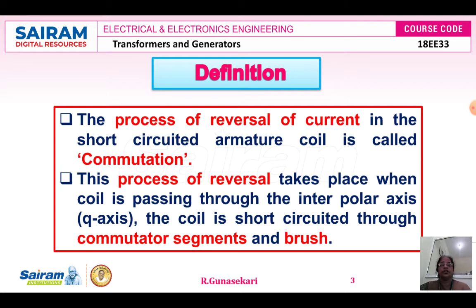Then the definition of commutation. The process of reversal of current in the short-circuited armature coil is called commutation. How does the process of reversal of current take place in the commutating coil? This process takes place when the commutating coil passes through the interpolar axis, that is the quadrature axis or Q axis. The commutating coil or the armature coil is short-circuited through commutator segments and brushes.